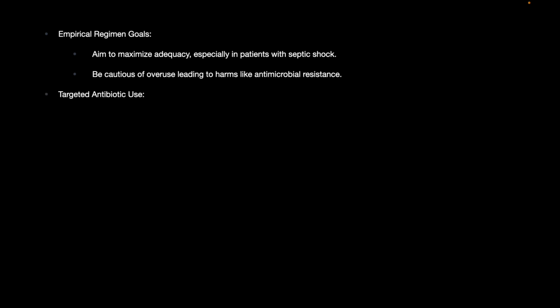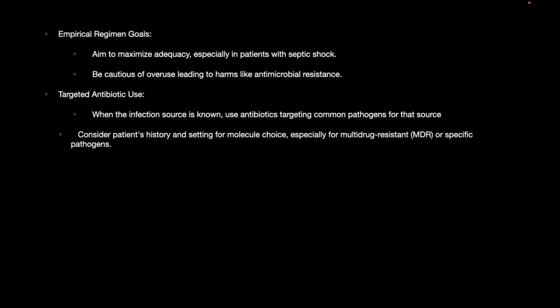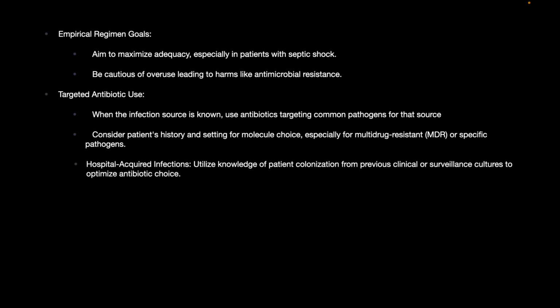Now, targeted antibiotic usage. When the infection source is known, use the antibiotics that are common for that source. So if you know that there is a pneumonia and it is a community acquired pneumonia, then it makes your task much easier. You target which organisms are going to be common and target them. Now consider the patient's history and the setting of the molecule that you have chosen, especially in the setting of an MDR or any specific pathogen that you think of.